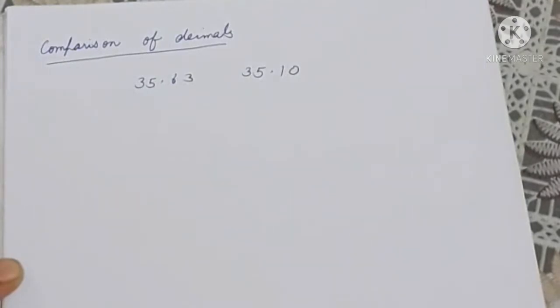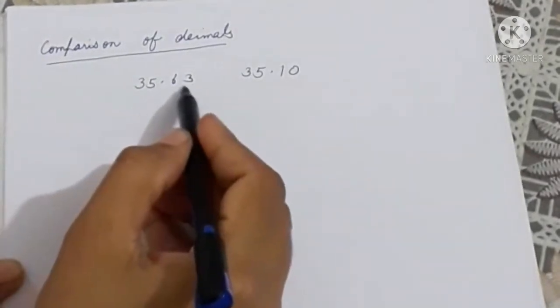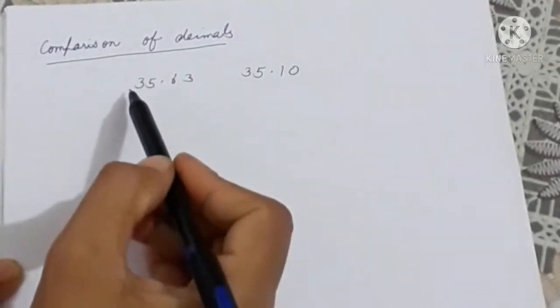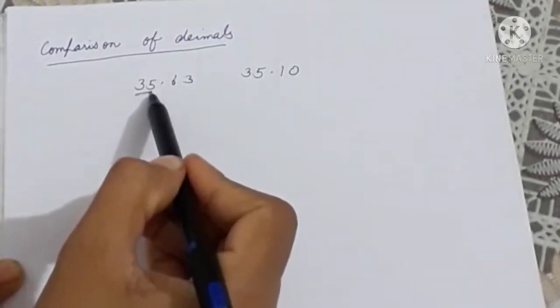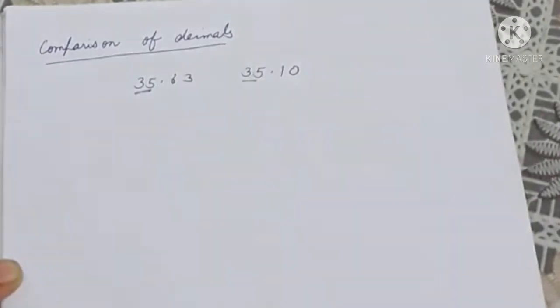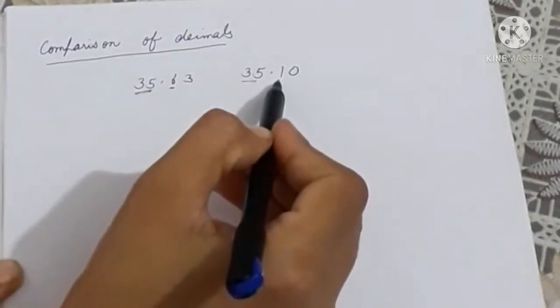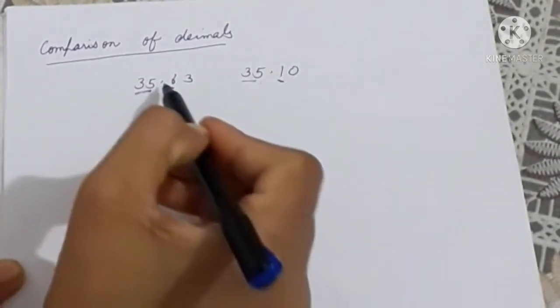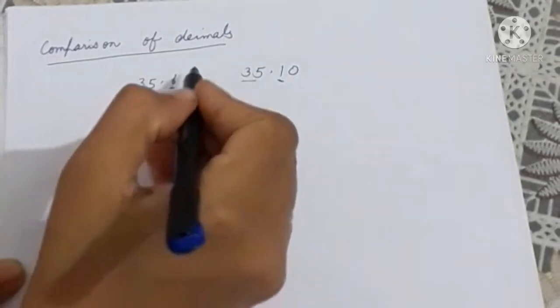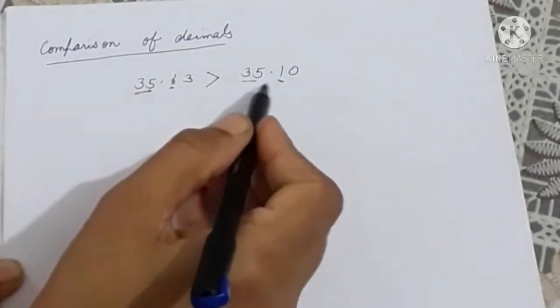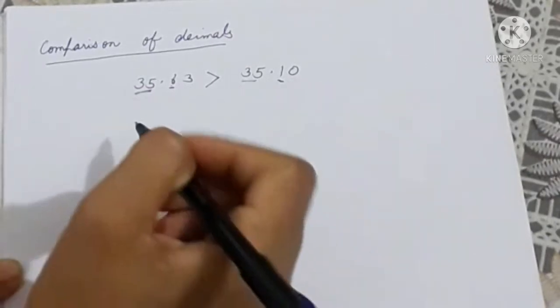Now I will compare the numbers 35.63 and 35.10. Number by number I will start comparing. See, in the whole number part, here it's 35, here also it's 35, they are the same. Then in the decimal part, the digit at the tenths place is 6 and the digit at the tenths place here is 1. So which is greater? 6 is greater. So that means this decimal 35.63 is greater than 35.10.